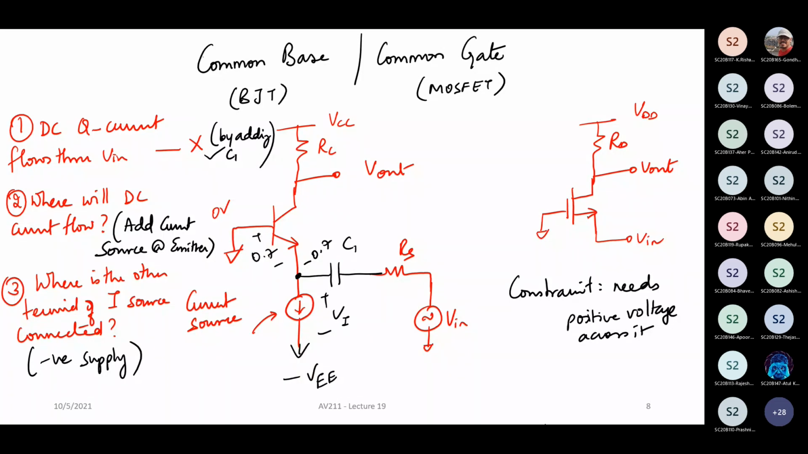So now, of course, the other things we already know, we'll just add C2 here, and then you'll have RL here, and this is your V out. Okay. So now we have a more practical version of the common base amplifier. Is it clear? Any doubts? Any questions? Sir, how did we solve the second problem? We added a current source at the emitter. This one.